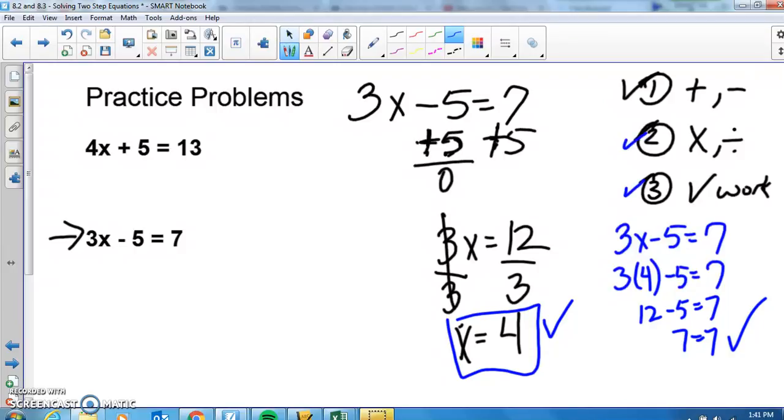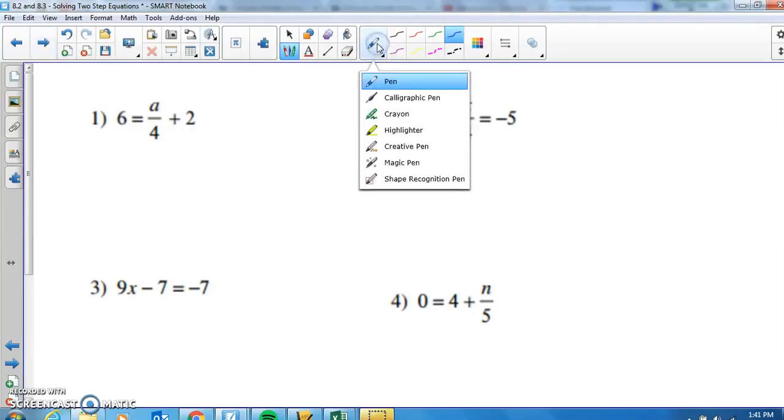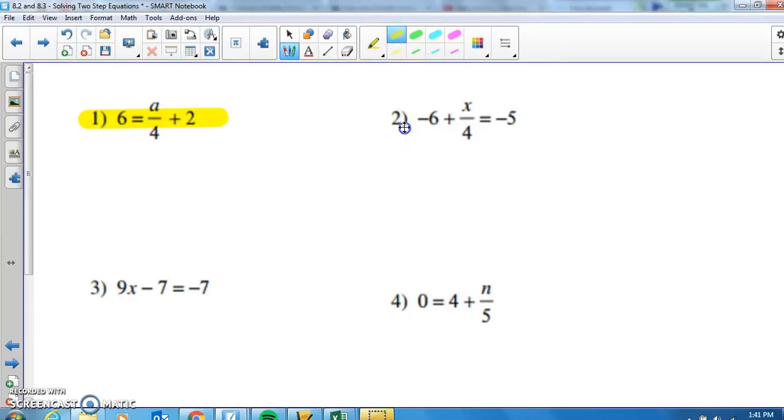Now, one thing I didn't do on the first problem is, let's go back and talk about the steps that we did. We added 5 to each side, so that means we applied the addition property of equality. Down here, 3x equals 12, I divided each side, so we applied the division property of equality.